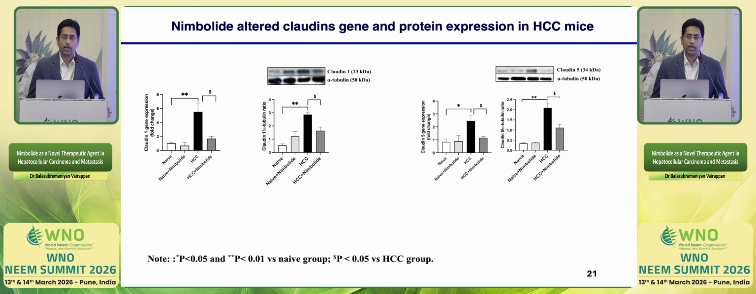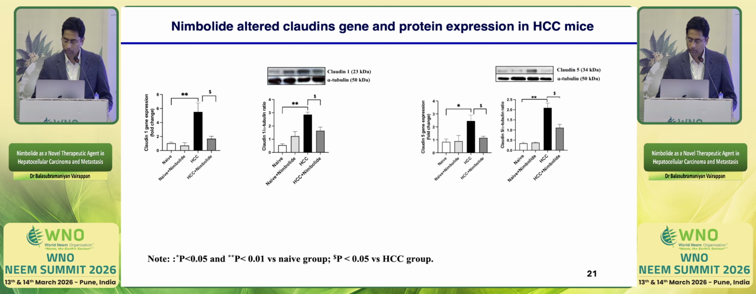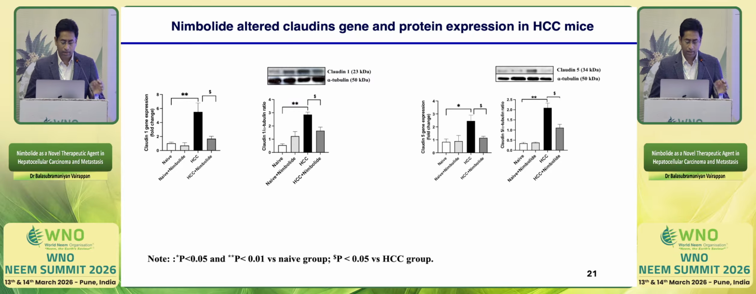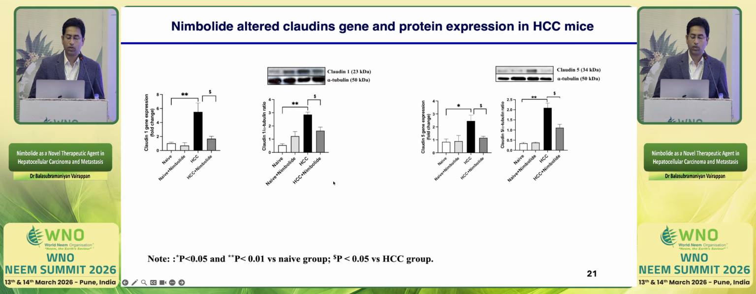As I mentioned earlier, we looked at different tight junction proteins, including claudins. There are several isoforms of claudin 1, 2, 5, 4, 7, etc. Also zonula occludens 1 and occludin. So these are primary tight junction proteins which preserve the tight junction integrity, and we found that claudin 1 and claudin 5 are significantly increased in HCC. This is the gene expression, and this is the protein expression, and both are showing similar findings. Elevated claudin 1 and claudin 5 are downregulated by nimbolide treatment to HCC mice.